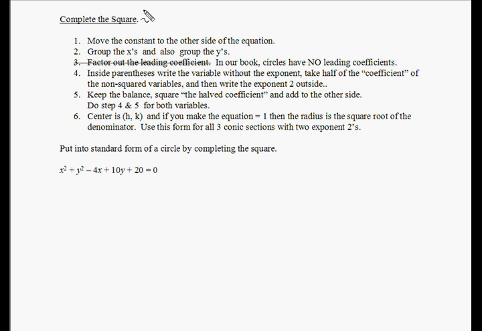Well, you saw how easy it is to graph a circle if it's in the right form, so let's try and put it in standard form by completing the square. So we're going to follow the same steps we had for completing the square. We're going to move the constant to the other side of the equation.